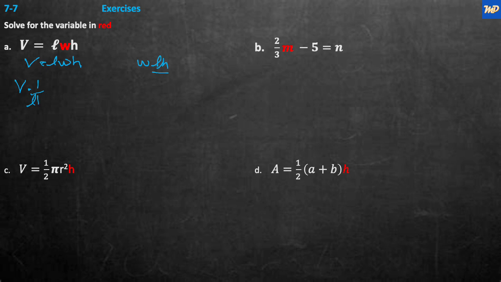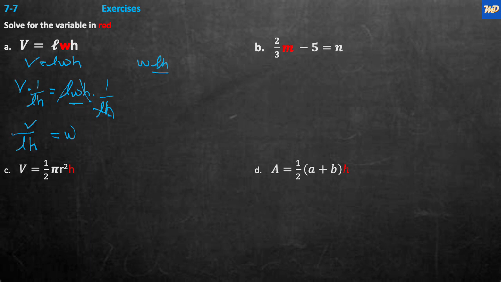V times 1 over LH is equal to, now we have LWH times 1 over LH. The L's cancel, the H's cancel, the LH's cancel here. What's left is the W. And over here we have V over LH is equal to W. So the width is equal to the volume divided by the length times the height.